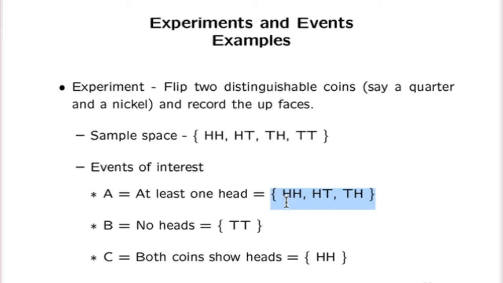We could get heads on the quarter and heads with the nickel. We could get heads with a quarter and tails with a nickel, or tails with a quarter and heads with a nickel. In all three cases, we have at least one head. We have two heads here, we have one head here, and we have one head here. So that's how we would represent this composite event as a subset of the sample space.